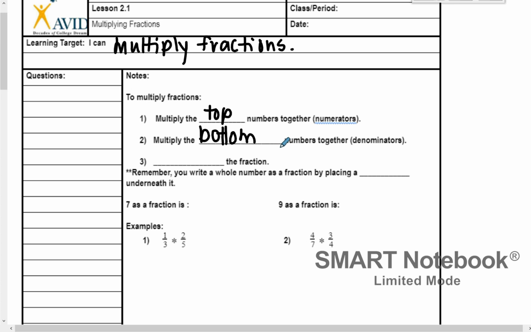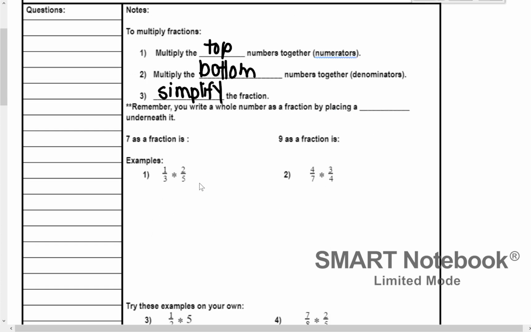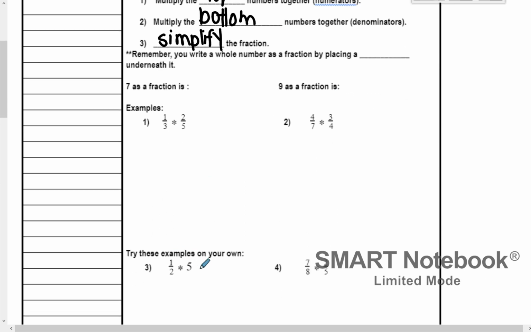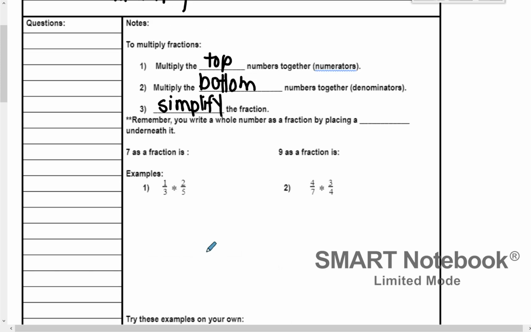All right, and then we get an answer, and we just have to lastly simplify the fraction. And that's it. That's how we multiply fractions by fractions. One thing we do need to remember, though, is if we're multiplying it by a whole number, like our example down here, we have to be able to write that whole number as a fraction. And we write a whole number as a fraction by placing a 1 underneath it. Okay, so 7 written as a fraction is 7 over 1. All right, so on your paper, I want you to write 9 as a fraction. It would be 9 over 1.